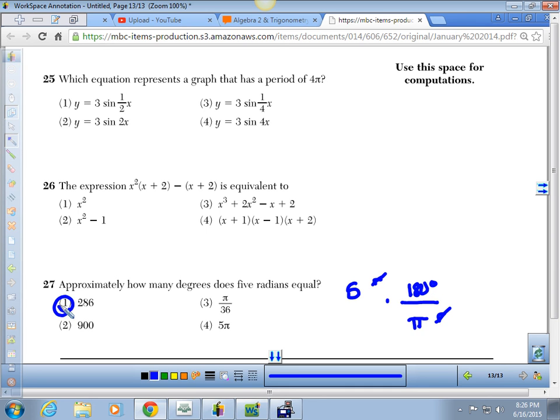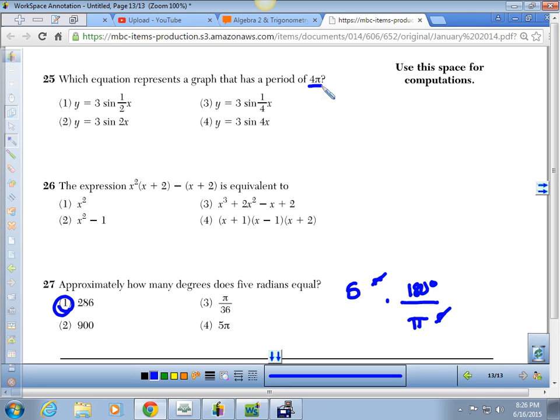All right, so now 25. 25 is a trig graph where I really encourage you to go on to regentsprep.org and go through that trig graph section. Sine and cosine functions are what we call periodic functions, meaning that after a certain amount of time, they repeat themselves. Well, they want to know which one has a period of 4 pi. That means it's going to take 4 pi units, roughly a little more than 12 units, to complete one full cycle.